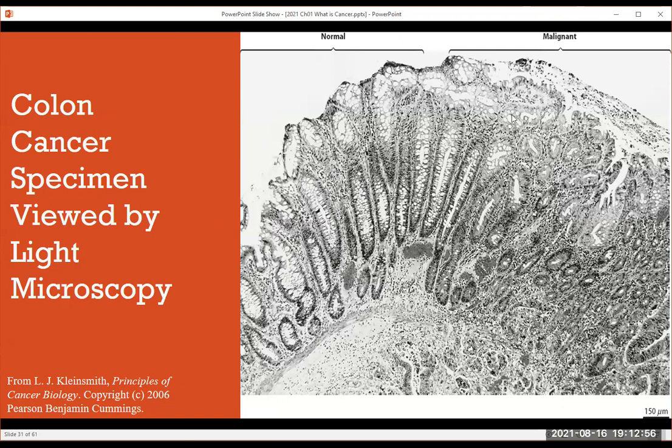But as you look at this section, you see a lot of disorganization over here. You see cells stacking on top of each other. And here you can really see that everything is just not the way it should be. You don't see your distinct layers and you're losing your organization here, right? So this is indicative of colon cancer.